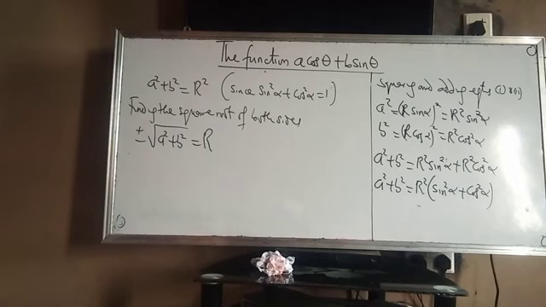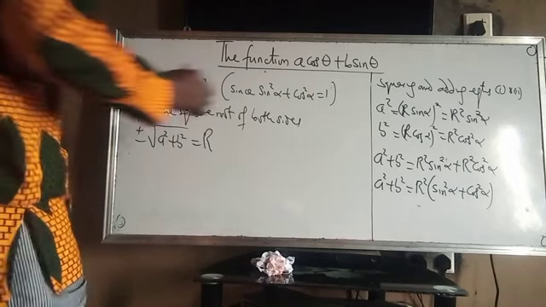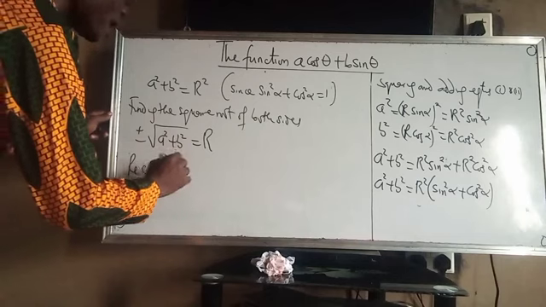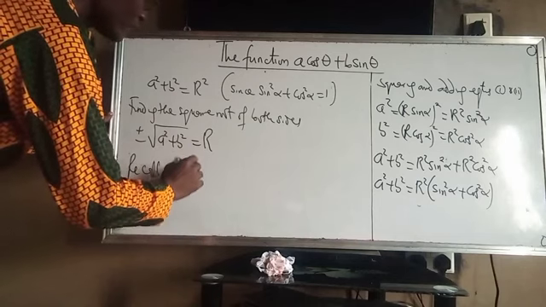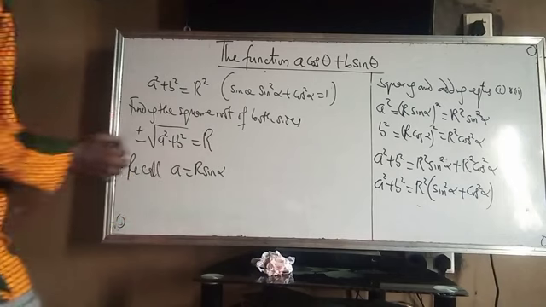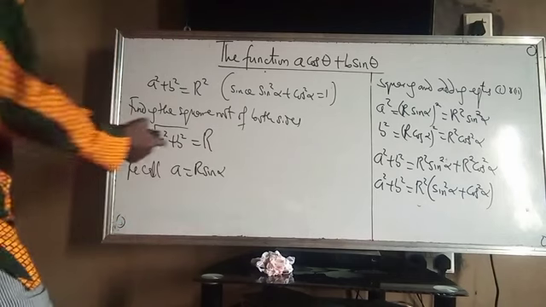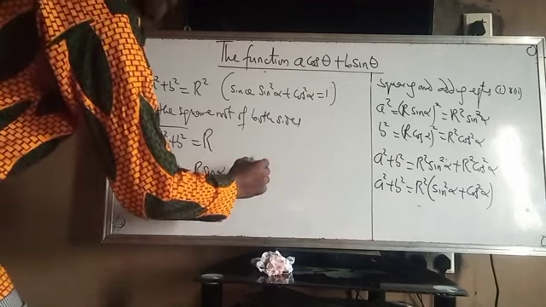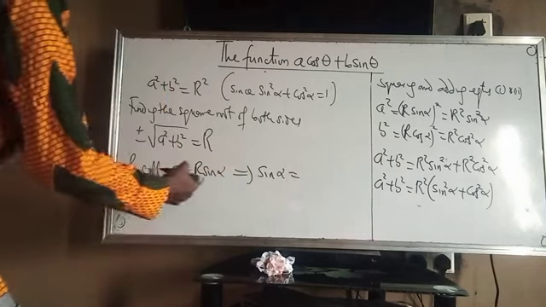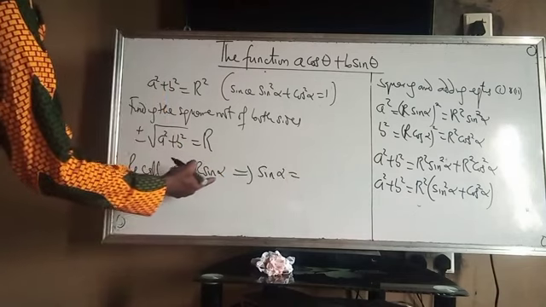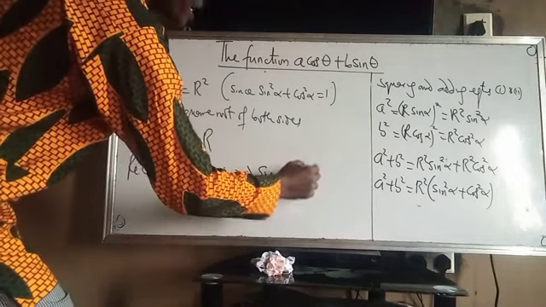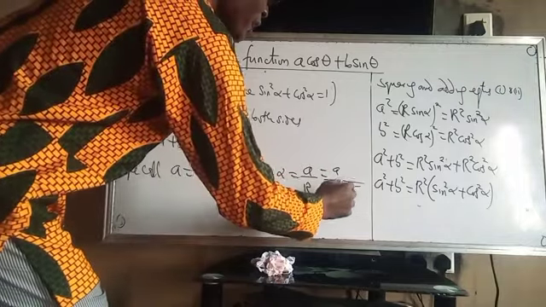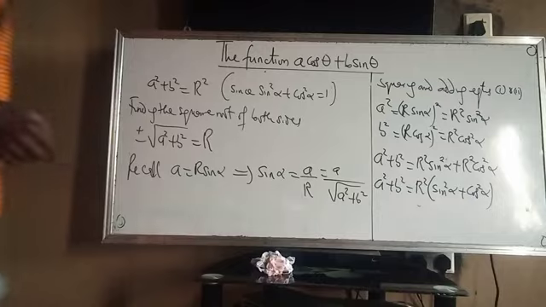Now, going by what we have in equation 1 and equation 2, recall a is equal to r sine alpha. So that is equation 1, which implies that sine alpha will be, if you divide both sides by r, a all over r, which is a all over the square root of a squared plus b squared.